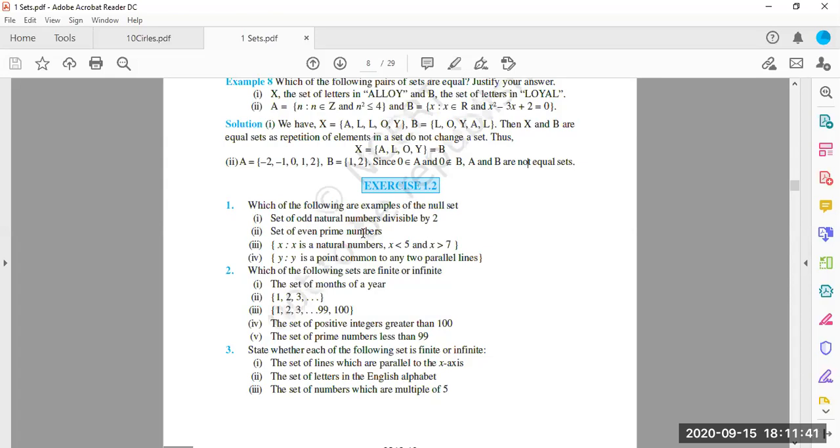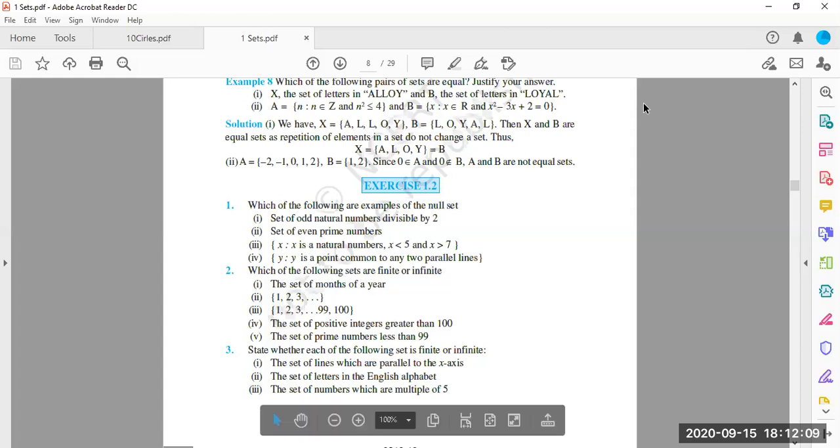Keep discussing. Set of even prime numbers. No, this is not a null set, because 2 is a prime number. So 2 is even also, right? So just 2, just one member, it will have. So it is not a null set. Next, third one.